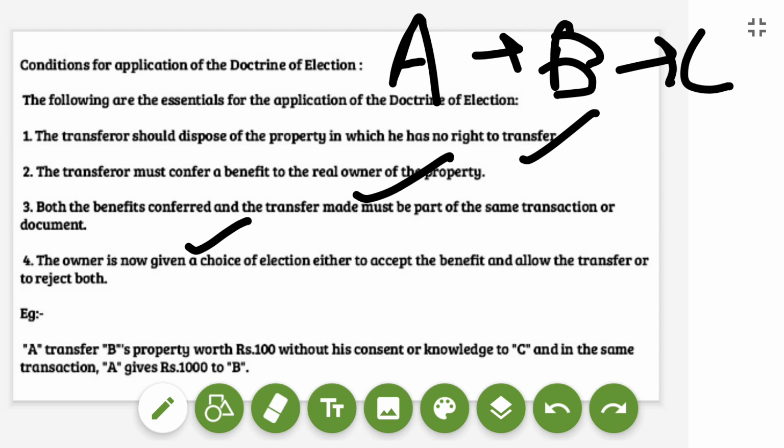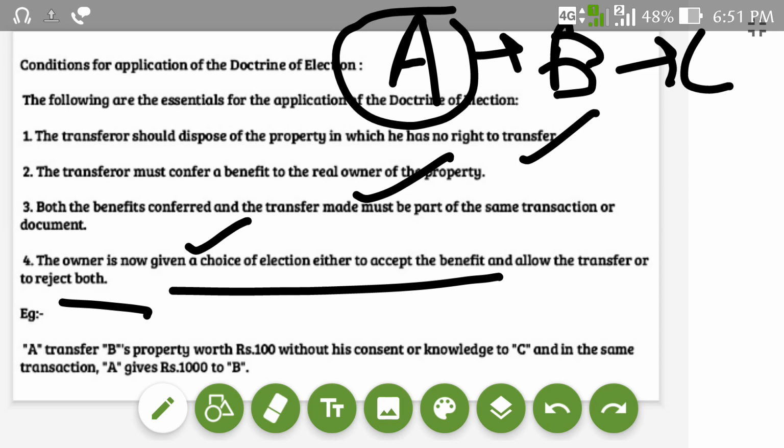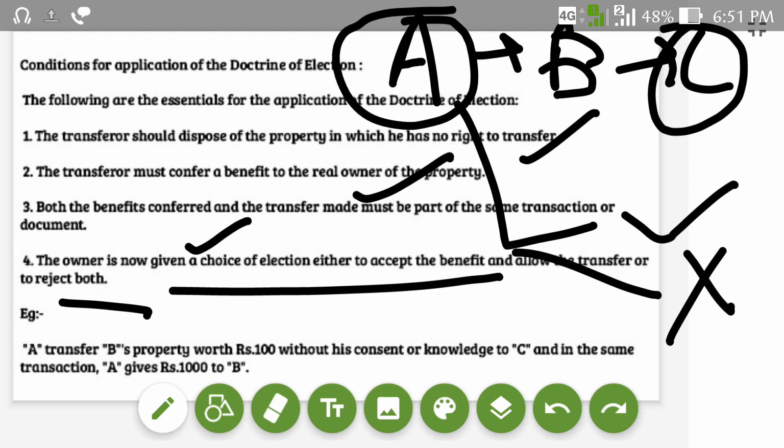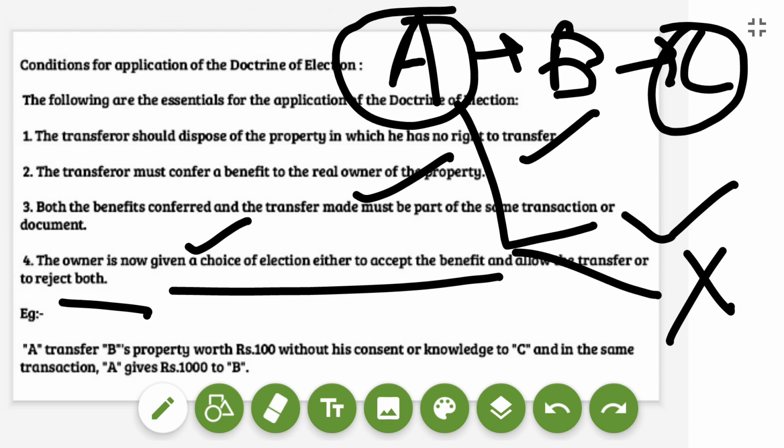The fourth point says the owner is now given a choice of election, either to accept the benefit and allow the transfer or to reject both. So the owner was A, the real owner, and he had to choose between assenting or dissenting. If he says yes, I'll give my property, what happens? A gives his property, C gets the property. What if A rejects? A says no, A keeps his property, C doesn't get anything, and B has to compensate C.